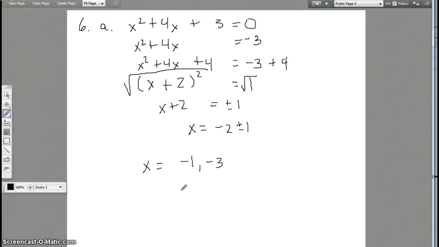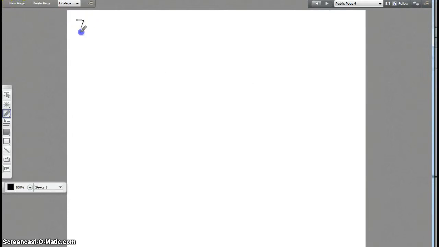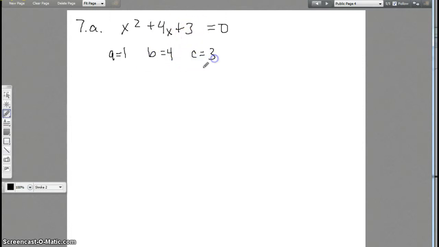Now on this next page, what I'm going to do is show you how to solve this using the quadratic equation. And again, I'm going to use part A. So for part A, we're going to have the exact same equation, x squared plus 4x plus 3 equals 0. And this time we're going to use the quadratic equation. This is already in standard form. So the number in front of x squared is our a. There isn't a number there, so it's understood to be 1. The number in front of our x is 4, so our b is 4. And then our constant is 3, so c equals 3.